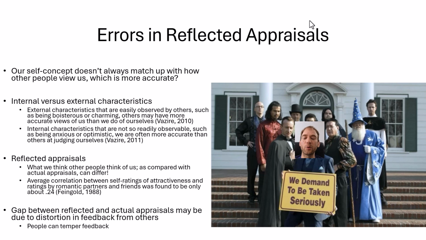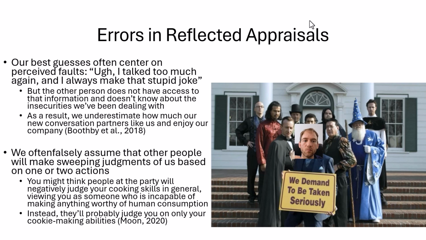So what are some potential reasons for these differences between what we think other people think of us and what they actually think? Some of this can be gaps, maybe due to distortion in feedback from others. So, for example, people can temper feedback. So you ask your friend, "Oh, how do you look today? How's that new lipstick treating you, or whatever? How'd you do?" And they're like, "Oh, you did good. You're good." Because you don't want to hurt your friend's feelings. And thus, your view of what you think other people think about you is incorrect because your friend is trying to be nice to you.